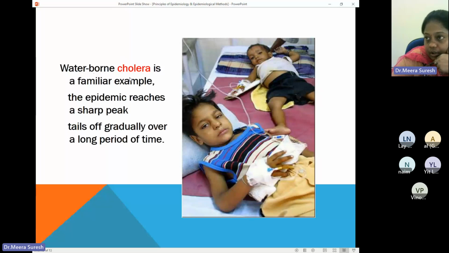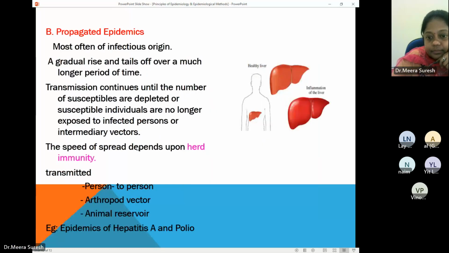And the example will be cholera, a familiar example. The epidemic reaches a sharp peak and then tails off gradually over a long period of time.